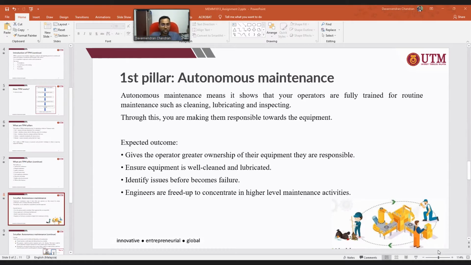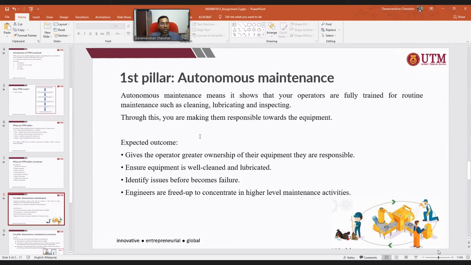So the first pillar is autonomous maintenance. What it means by autonomous maintenance is that your operators are fully trained. The operators are trained to carry out routine maintenance such as cleaning and lubricating. Through this, you are making the operators responsible towards the equipment.